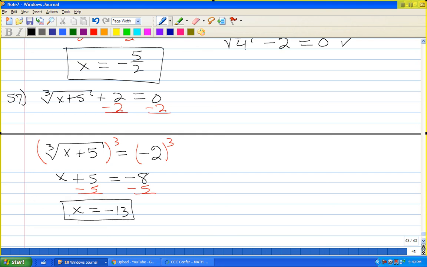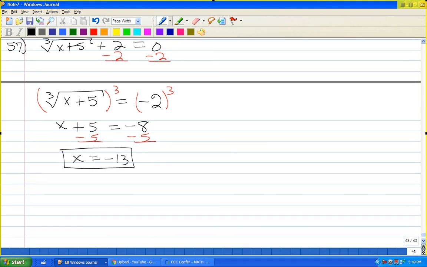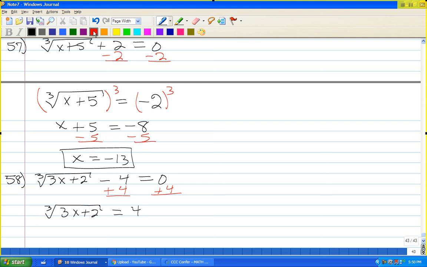And if I've done my algebra correct, then that should be the correct answer. I don't need to check. Do 58. Cube root of 3x plus 2 minus 4 equals 0. Add 4. So cube root of 3x plus 2 is equal to 4.